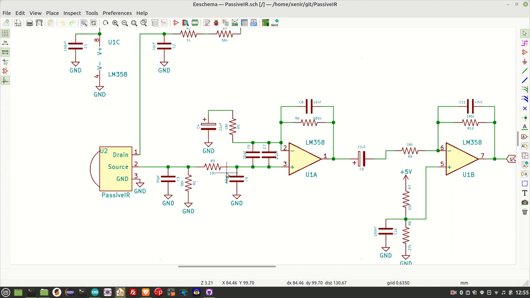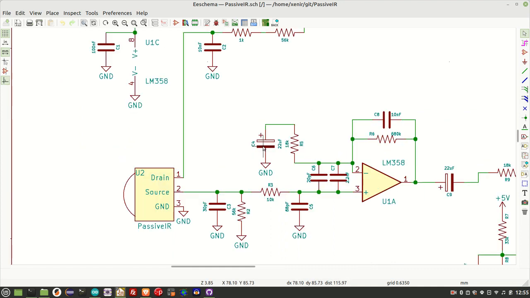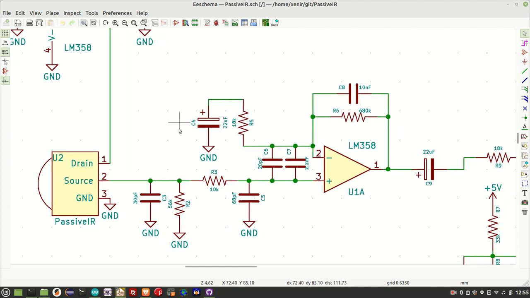Okay, moving a little bit to the right, we have this DC coupled amplifier in a non-inverting configuration using one half of the LM358. We've got this C4 right here, which ensures only the changing part of the signal is amplified and not the DC component. One of the things I forgot to mention about this passive IR sensor is the voltage here sits at around 0.7 of a volt, and then IR detection events vary above and below that by around 5 to 10 millivolts.